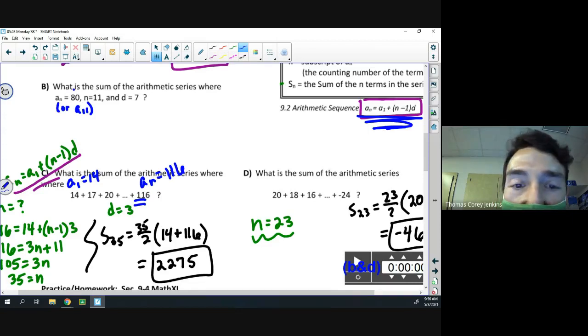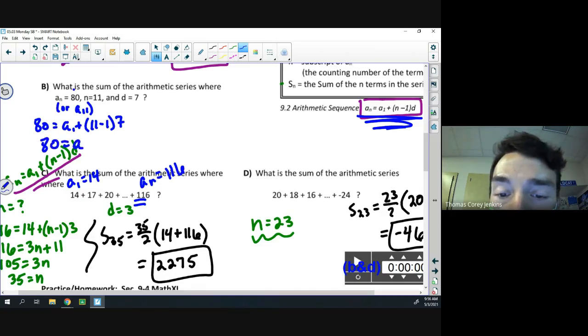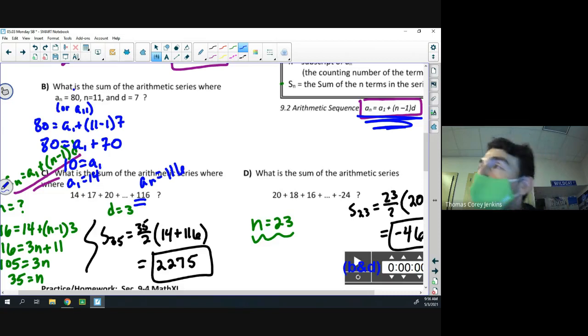A sub n is going to be 80 in this case, equals A sub 1, which we're solving for, plus the quantity n minus 1. We already know n here, so 11 minus 1. We also know d is 7. This one ends up being pretty easy to solve for. Taking it down a step, that gives 80 equals A sub 1 plus 10 times 7, which is 70. Then subtract 70 from both sides to get 10 equals A sub 1.